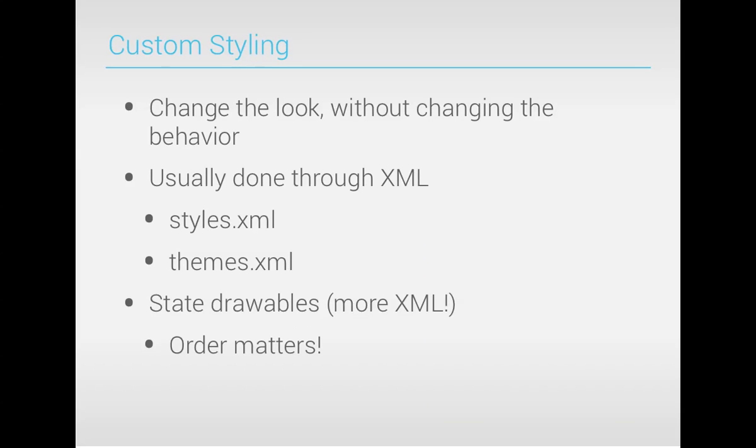So why do we do custom styling, and how do we do it? What are kind of the basics of it? Well, when we talk about just styling something, we're talking about changing the look, but not necessarily the behavior in any way. Usually this can be done through XML, so it doesn't require a lot of Java coding or a lot of understanding of rendering pipelines or anything like that. You might use a styles XML or a themes XML to help apply these styles across multiple views. And then another real common way is state drawables, which are actually just more XML. And I'm going to actually demonstrate some of that.